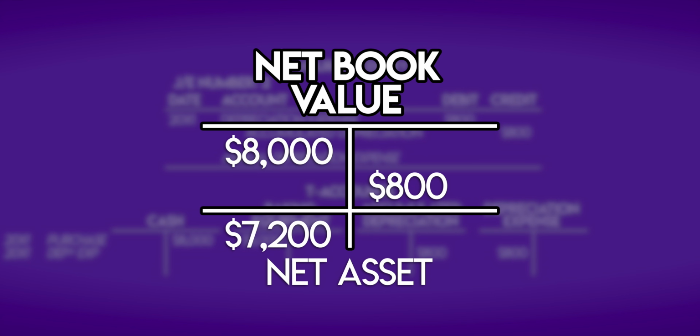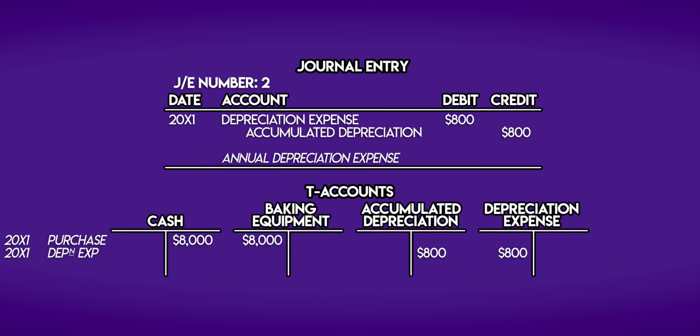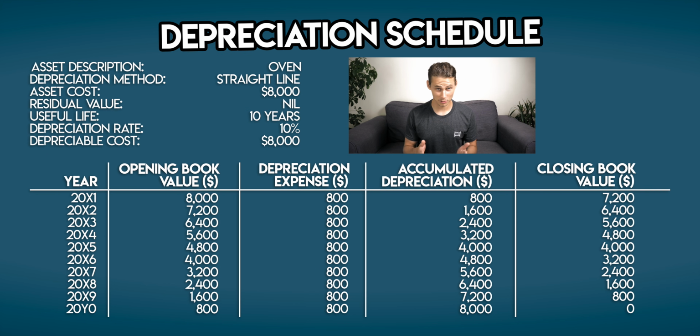$8,000 minus $800, which leaves you with $7,200 in your balance sheet. So in year 1, your cash went down by $8,000 and baking equipment went up by $8,000. But later on, this is offset by an $800 increase in accumulated depreciation because you've written off $800 as a depreciation expense to your income statement. We can see all of this here in your depreciation schedule. At the end of year 1, you have $800 in depreciation expenses, $800 in accumulated depreciation, and a closing book value of $7,200. Are you still with me?